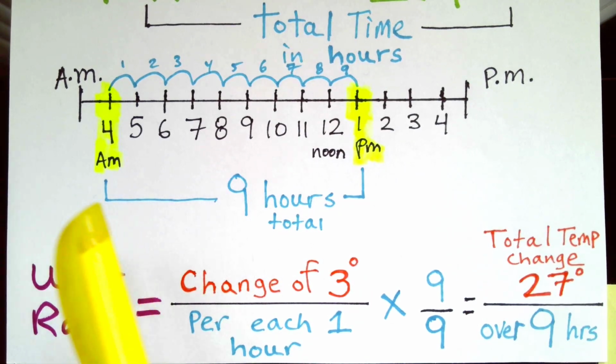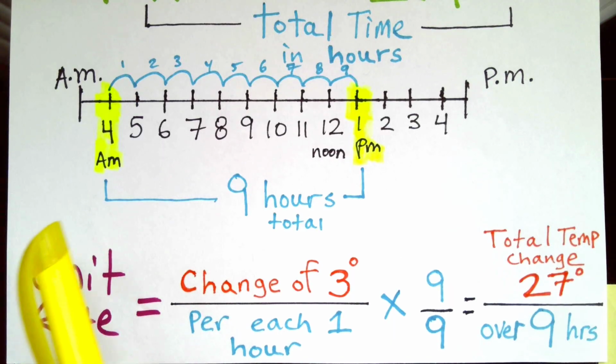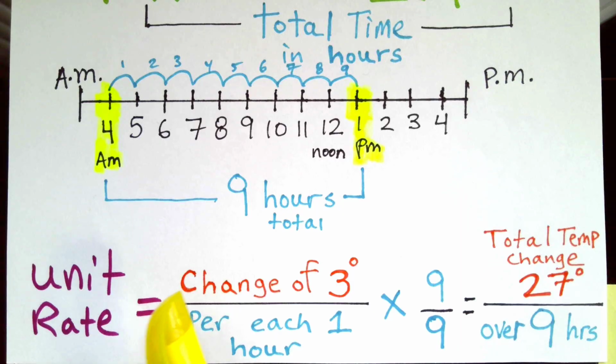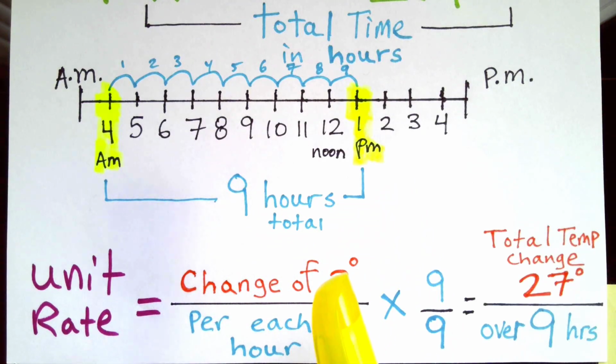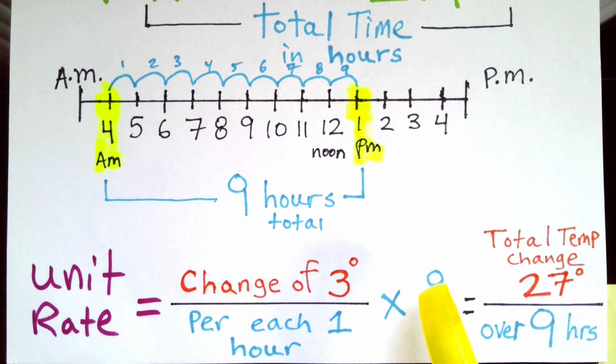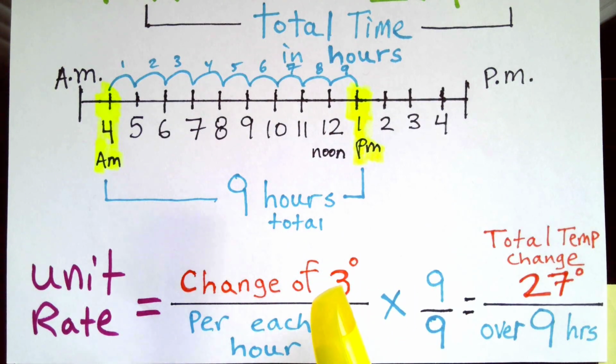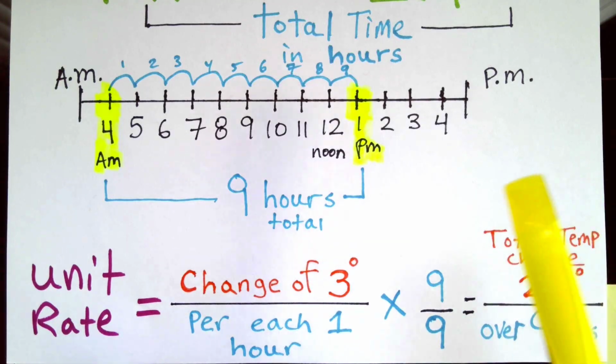So remember, we left off in part 2. We talked about unit rates, right? And we had a change of 3 degrees for every 1 hour. Unit rates involve 1 in the denominator. And typically you may have to manipulate them. But since the change occurred over a total of 9 hours, 3 plus 3 plus 3 is 9, or 3 times 3 is 9. We're going to multiply 3 times 9 to get the total temperature change.